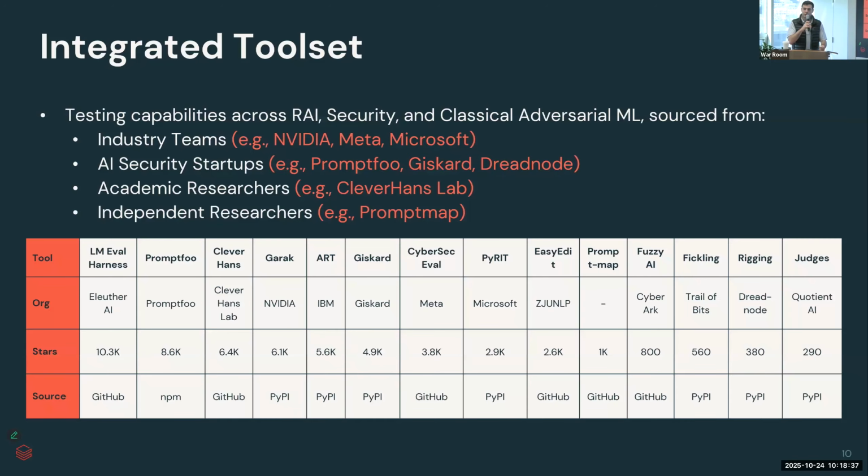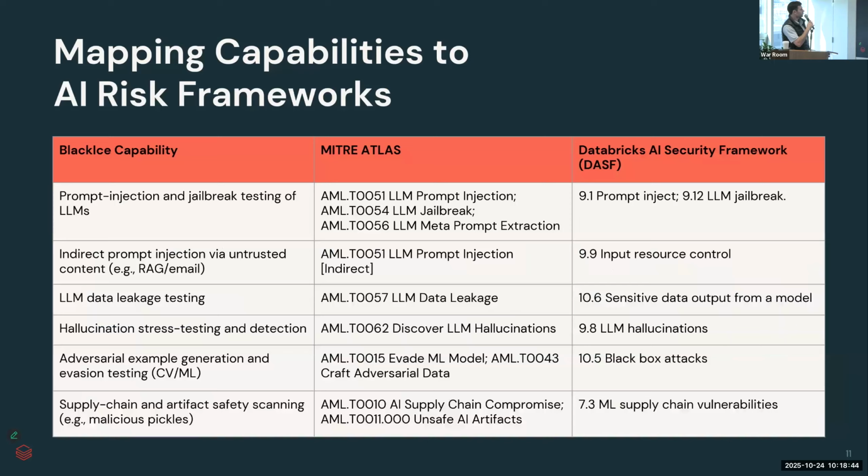The number of stars from the GitHub repo as of several weeks ago, and the source where we download the source code during the Docker build. Just as a sanity check, we wanted to basically map the capabilities of BlackIce to AI risk frameworks.